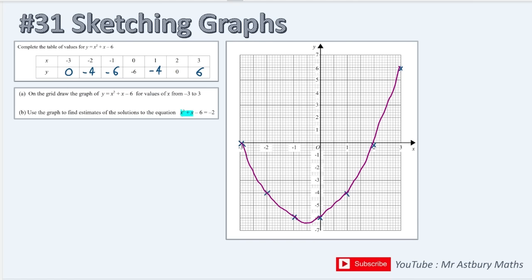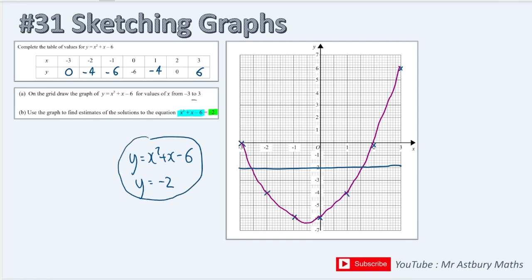Well, we already have this part sorted. That's already drawn for us. We've already drawn y equals x squared plus x minus 6. So what we need to do is draw this side of the equation. y is equal to minus 2. And that's a horizontal line that goes through minus 2. So it looks like that. And because y is equal to both of these two, then where these two cross will give me the solution to this equation here.